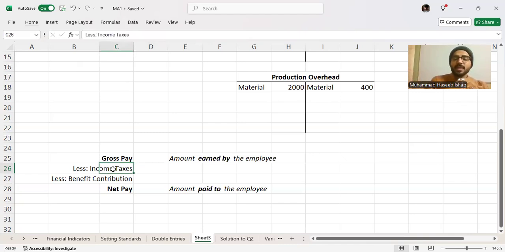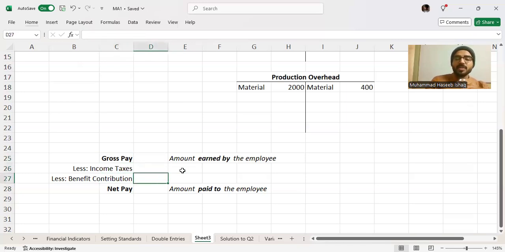So you are deducting this income tax so you can pay this amount later to the tax authority. This is obviously the employees' income tax, not your income tax. Income tax is any tax on the income of an individual or any business. The employee's income is their salary, so on salary income tax is deducted. This is deducted by the organization and then later paid to the income tax authority. This is how income tax works. So gross pay is the amount earned by the employee, then you deduct the income tax and then you deduct the benefit contribution.